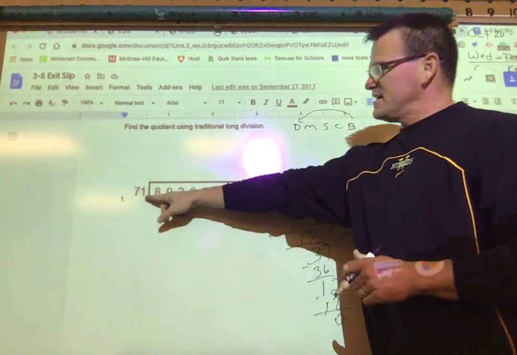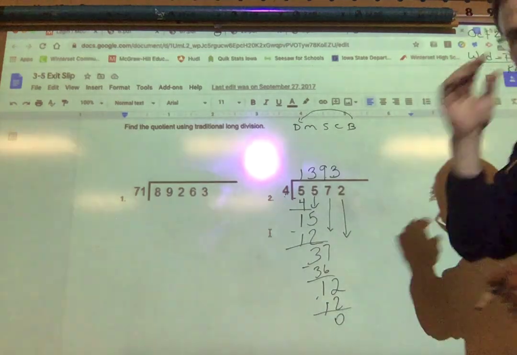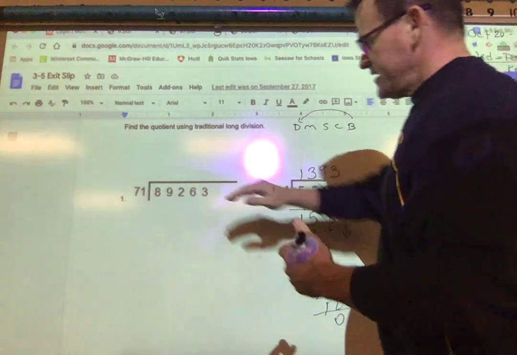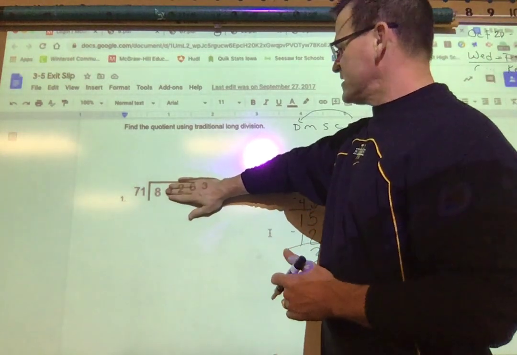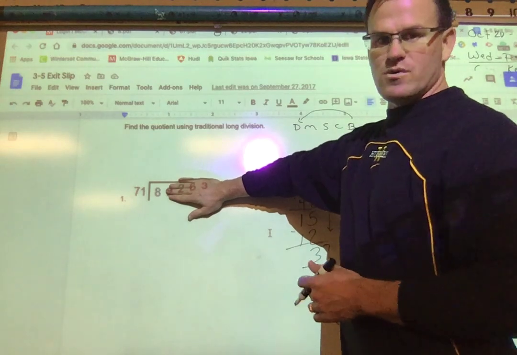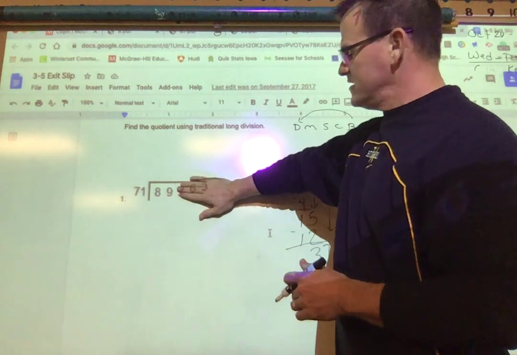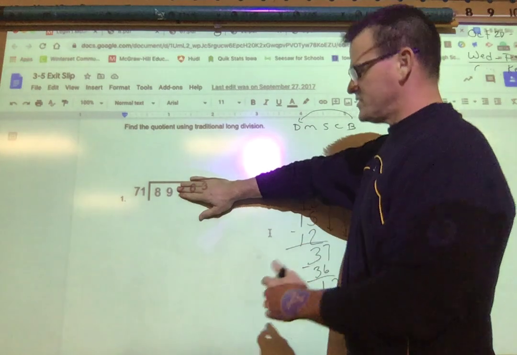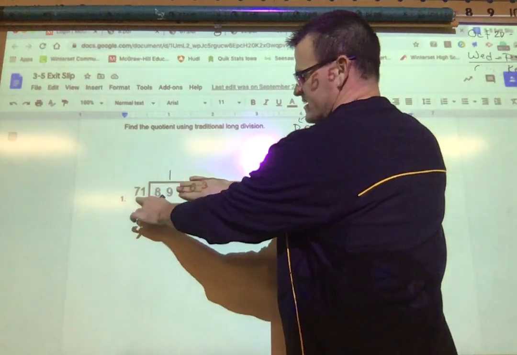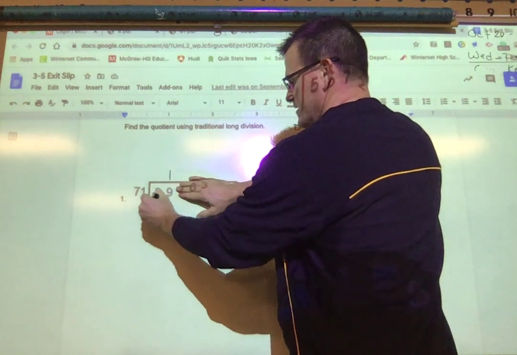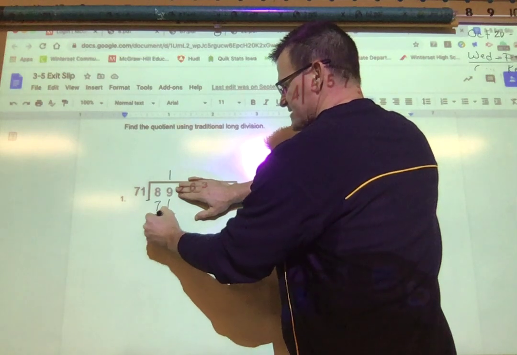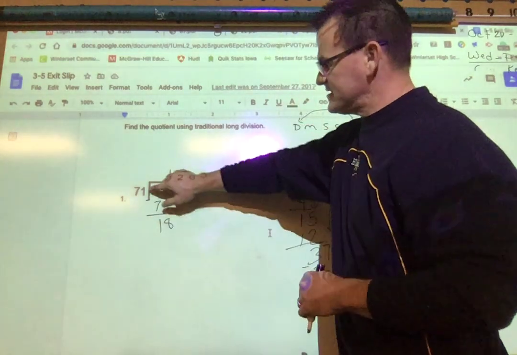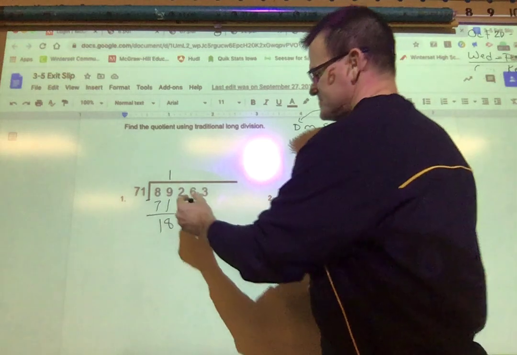This one now, a little tougher because I'm making groups of 71. I don't know my facts for 71. So let's start out with 8. Same process. If I have 8, can I get a group of 71? Nope, so I just move over. If I have 89, can I get a group of 71? And I can get 1, because I know 71 times 1 is 71. Easy guess there. Subtract, I get 18 left, which is less than 71. So it was a good guess.